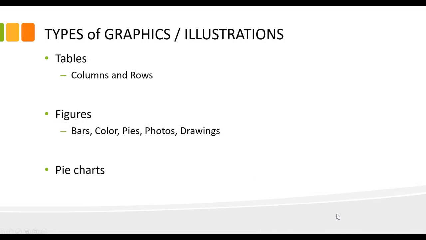The types of graphics and illustrations that you might want to use in your documents. Tables where you have columns and rows, and you can create these in Word, or if you know other programs, you can do that, like Excel. Figures like bars, color, pies, photos, drawings, and pie charts. Word does allow you to create these very easily. You just go to the Insert tab, click on Charts, and it's fairly self-explanatory, but you can always click F1 for help.